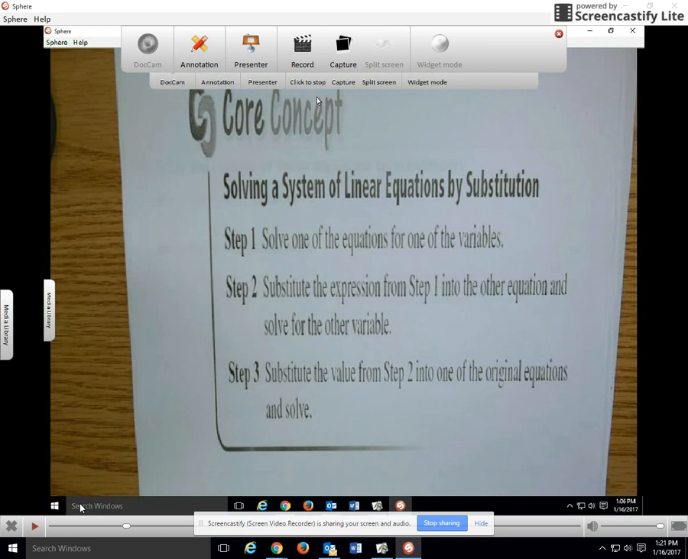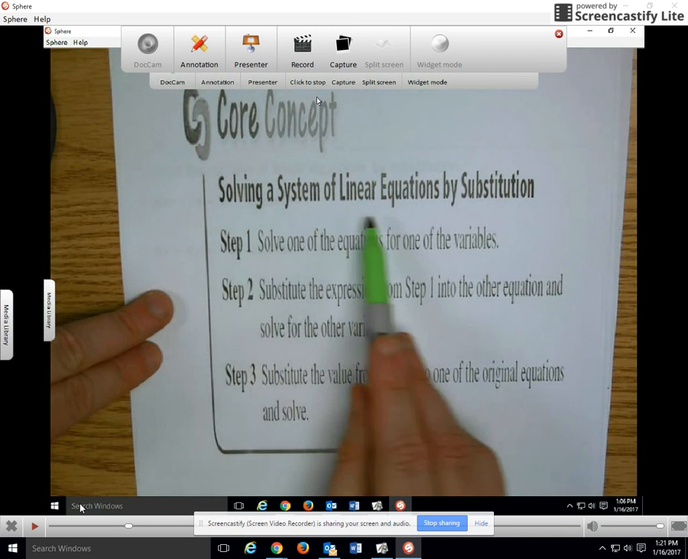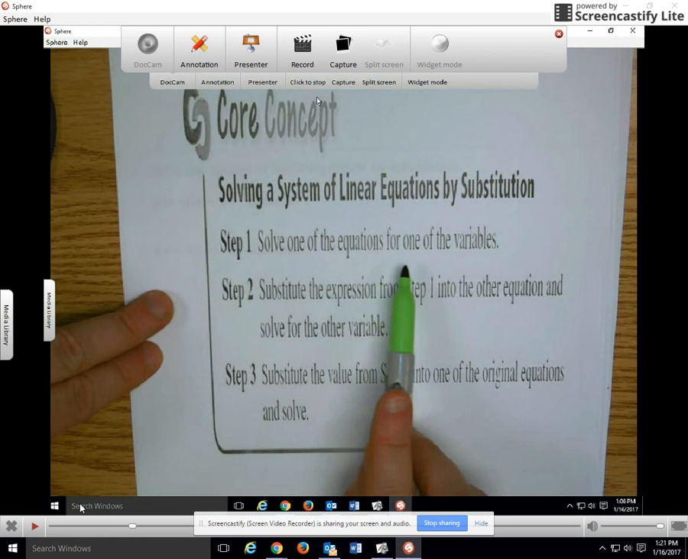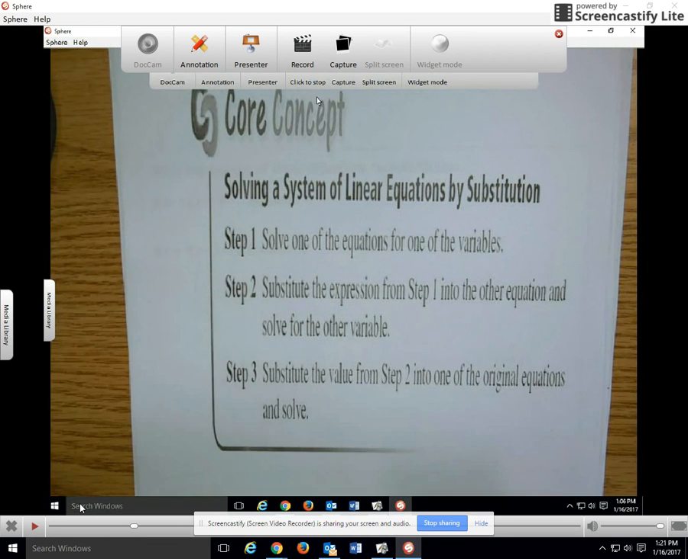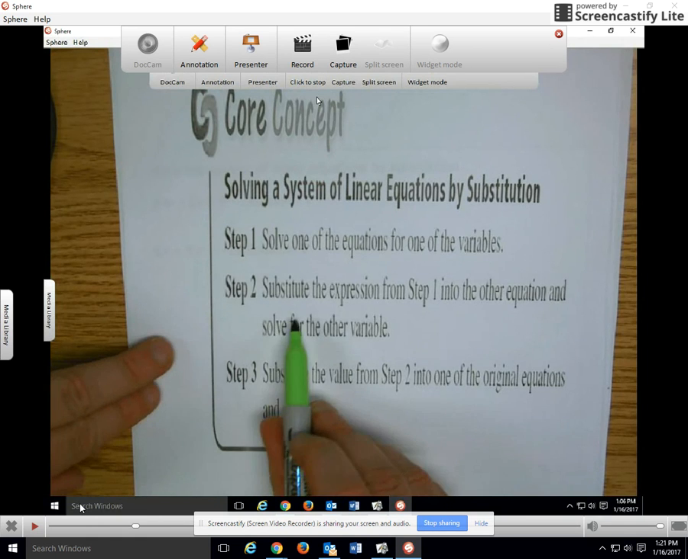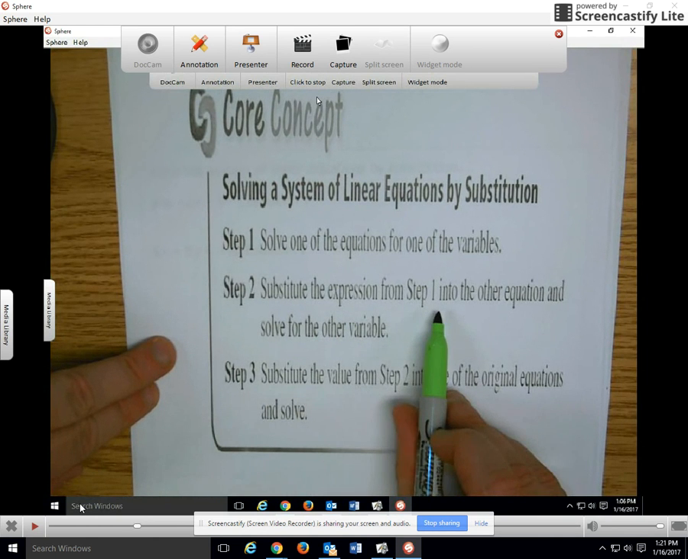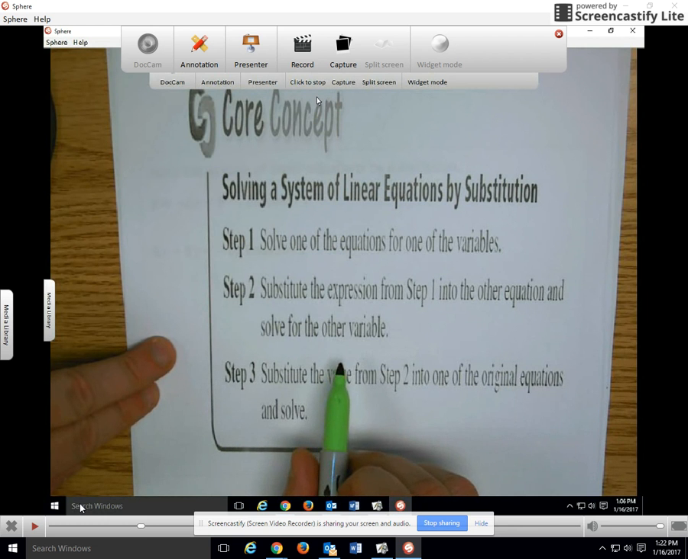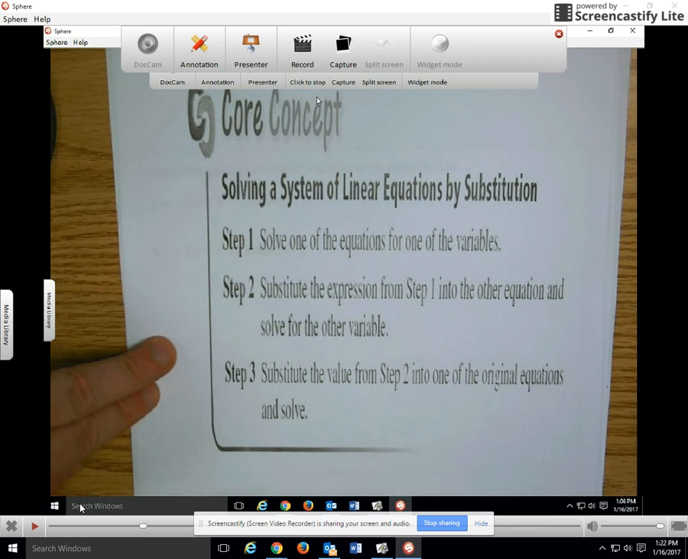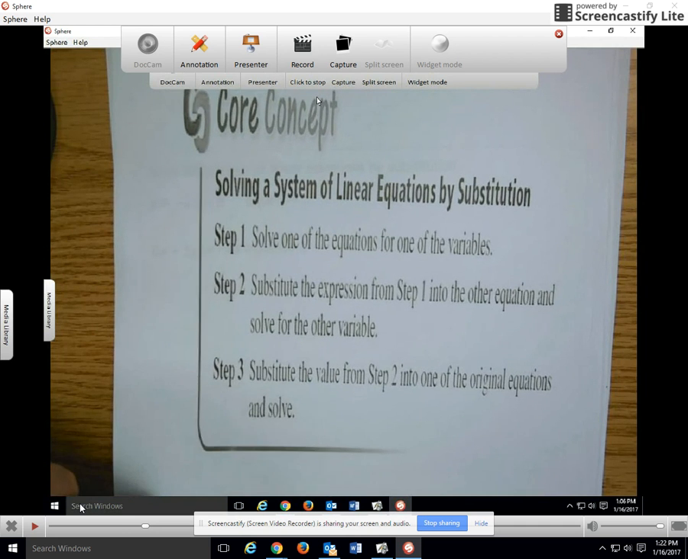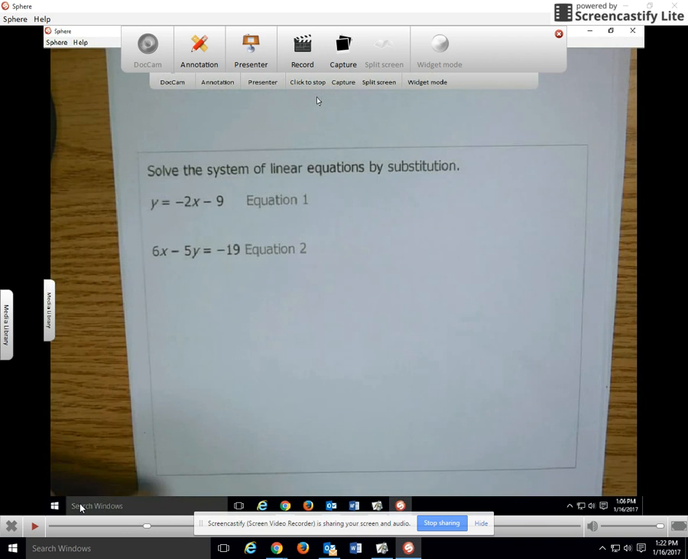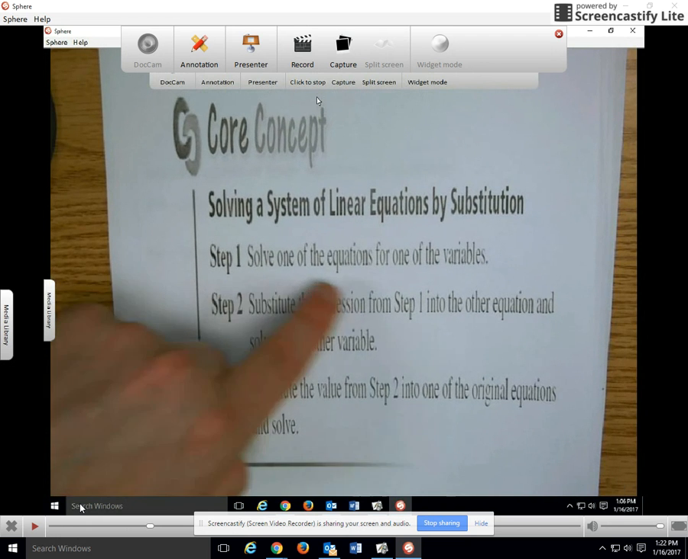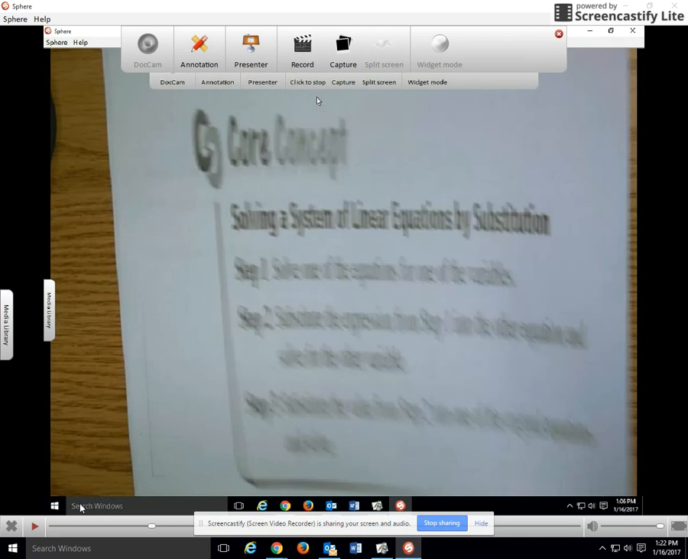So this is how we would do it. Solving a system of linear equations by substitution. The first step is to solve one of the equations for one of the variables. Get a variable by itself. Substitute the expression from step 1 in the other equation and solve for the other variable, and then repeat that one more time. So we'll come back to these steps as we're working out the problem. So the first step was to solve one of the equations for one of the variables. I told you we'd come back to it.